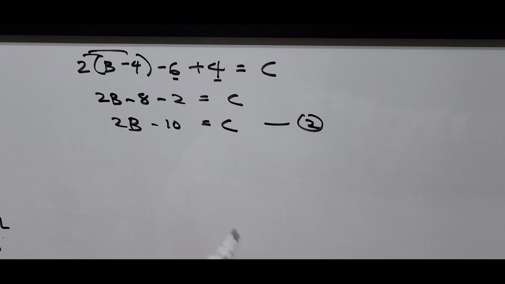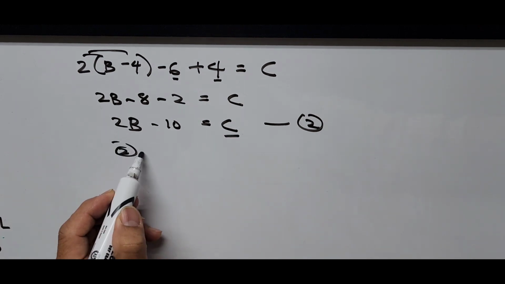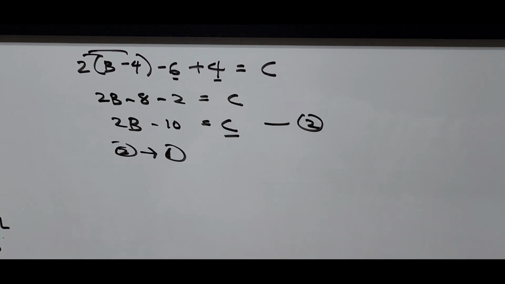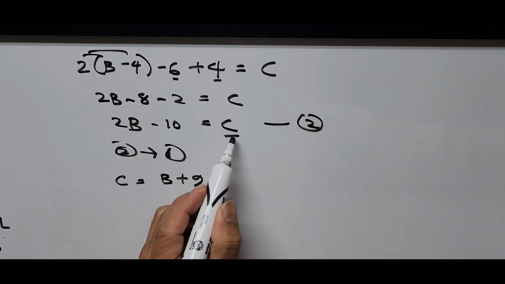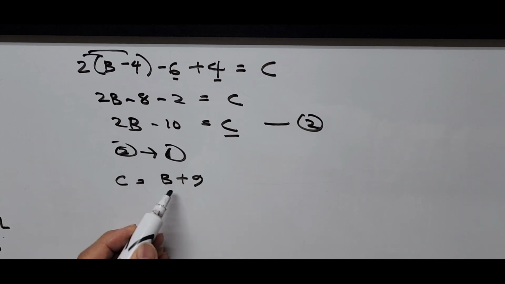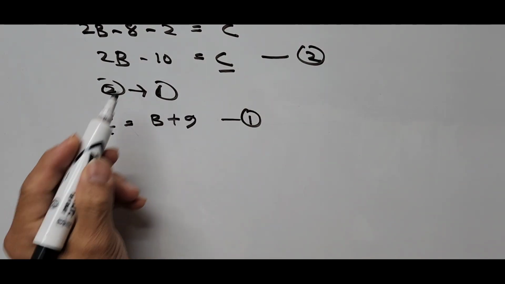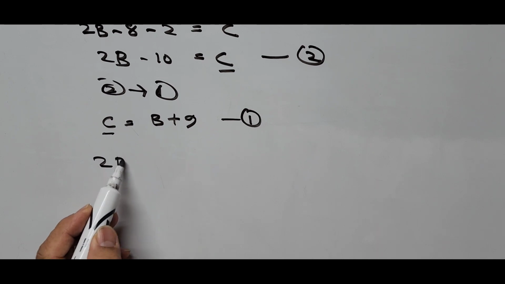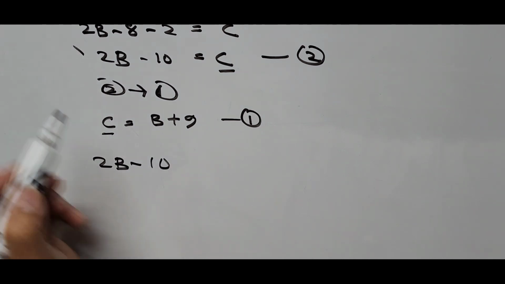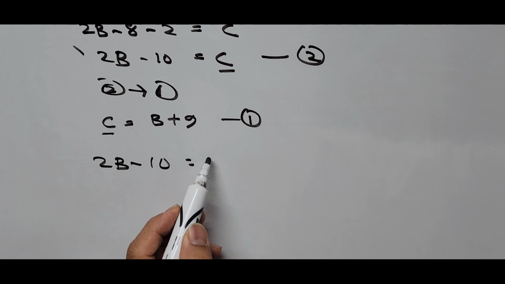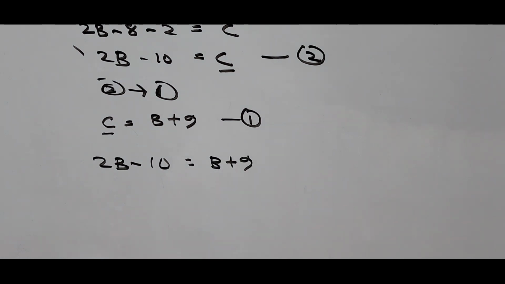So we put the value of c over here for equation 2 to equation 1, where equation 1 is c equals b plus 9. So we're putting this value of c over here to equation 1. So this is equation 1. All right. So equation 2 to equation 1, putting this value of c over here, is 2b minus 10, that's this one, is equal to this, b plus 9.